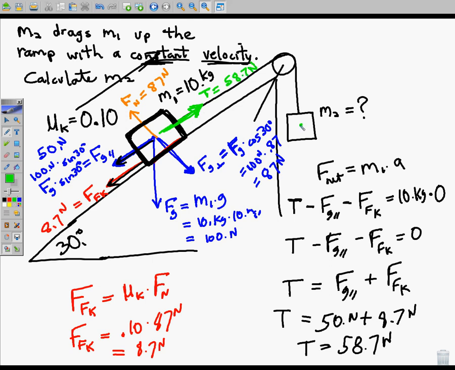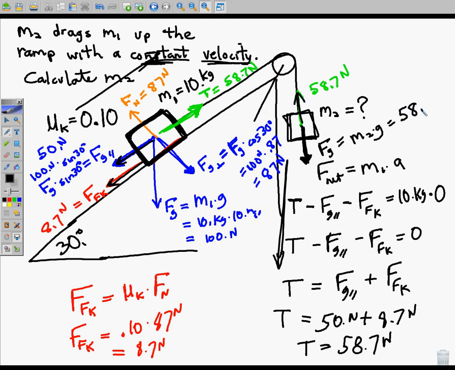So coming over to the other object, that T going up has to be 58.7 newtons, yes? But since it's moving downward with a constant velocity, what is the FG over here going to have to equal? How does this FG compare to that T? It's the same, 58.7 newtons, because the force down has to be equal to the force up. That's why it's moving down at a constant velocity.